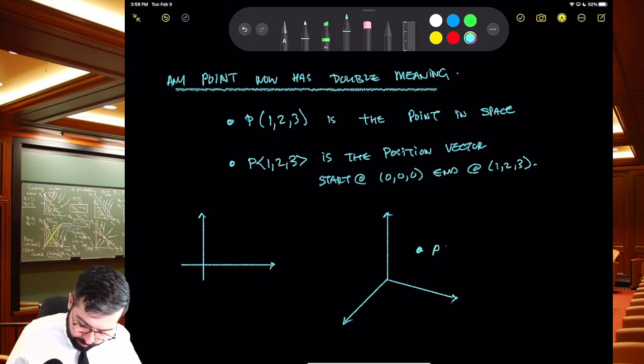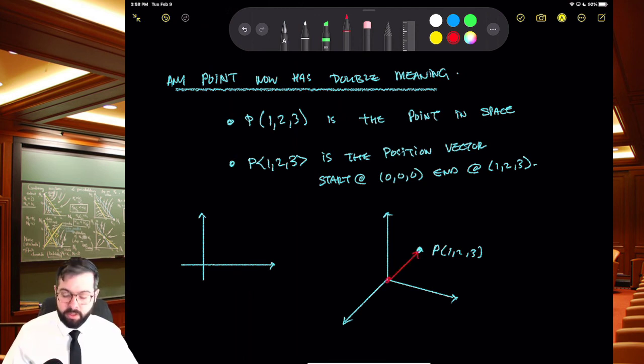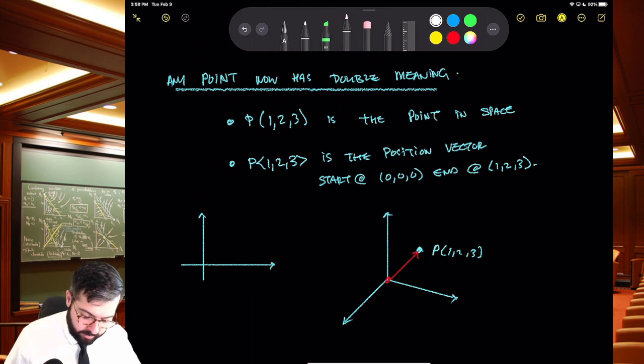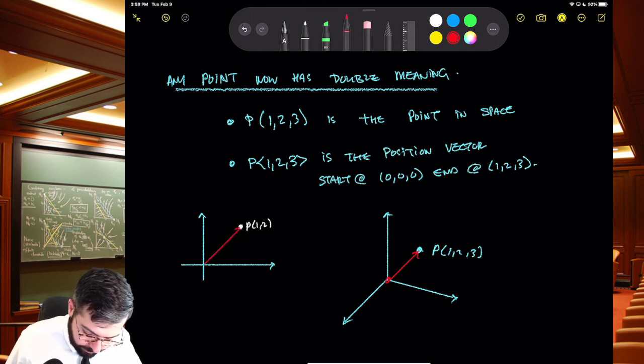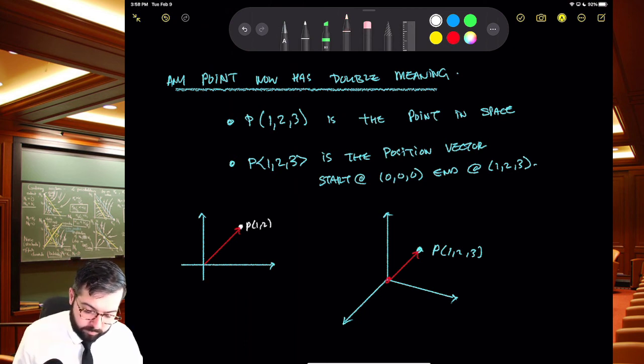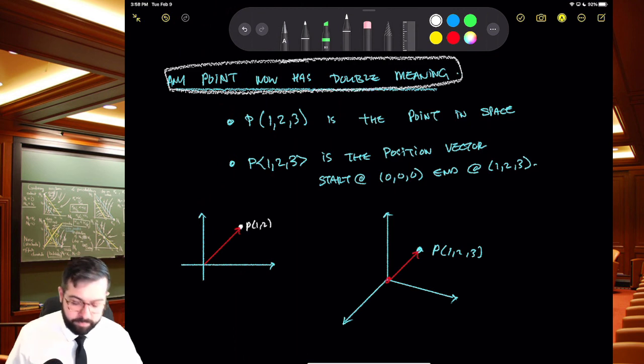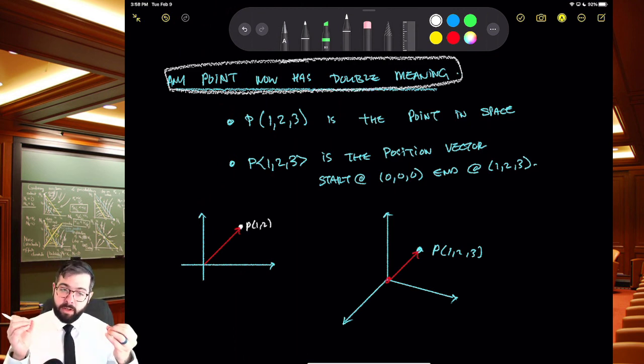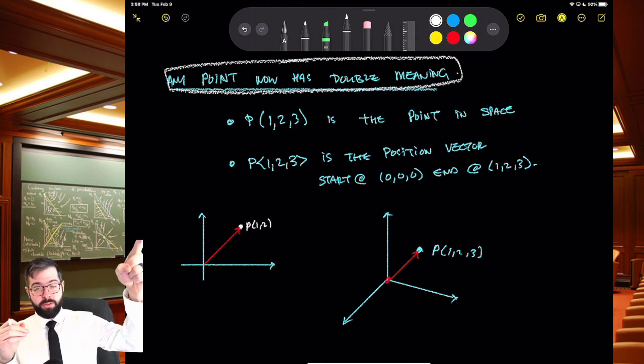so let's say here's P(1, 2, 3). You can think of it as a point, but you can also think of it as there's a vector being drawn from the origin to this point. Same here. Here's P(1, 2). I can think of it as a point, or I can also think of it as a vector from the origin out to this point. Okay, so I want you to kind of start getting used to that idea of a point in space and also the vector pointing to that point in space. They have that double meaning.